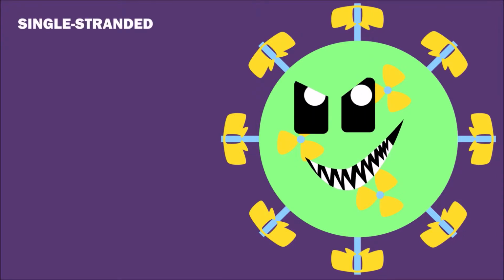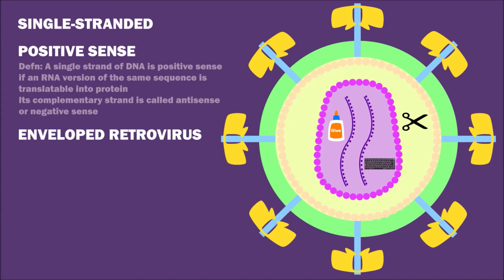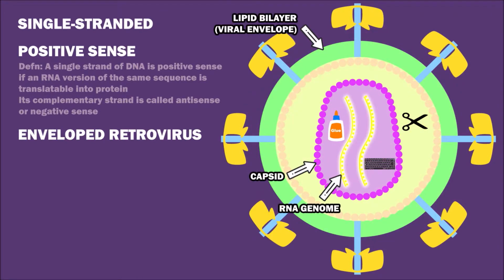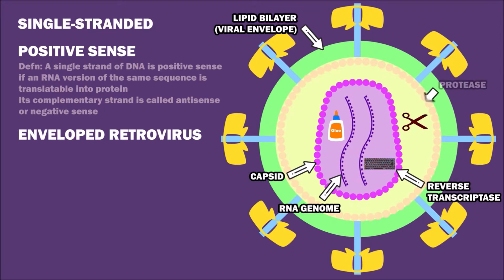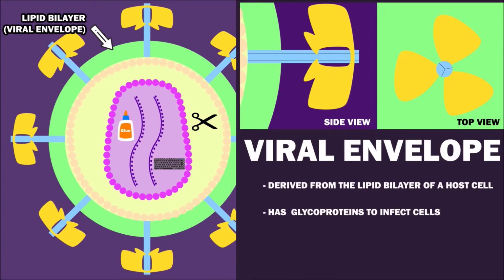HIV is a single-stranded positive-sense enveloped retrovirus. Each virion is made up of a lipid bilayer with a capsid inside it containing 2 copies of an RNA genome, as well as reverse transcriptase, protease, and integrase. The viral envelope is derived from the lipid bilayer of a host cell and has glycoproteins sticking out of it necessary for the virus to infect cells.